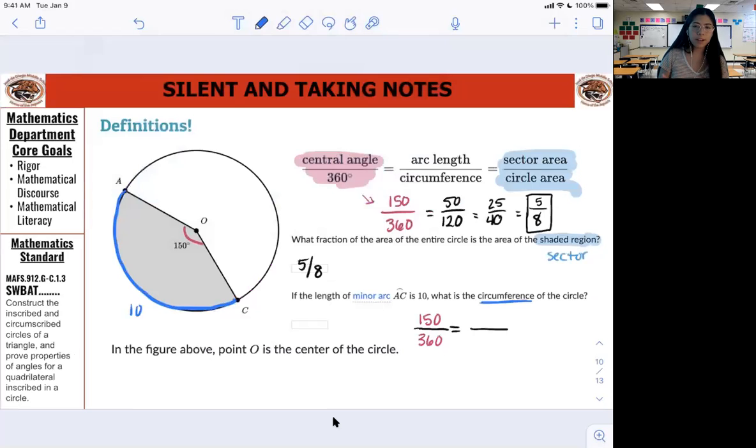So where's my x going, on the top or the bottom? Remember, it's part over whole. The bottom. What's on the top then? The arc length, so 10. So just remember, it's always part over whole.